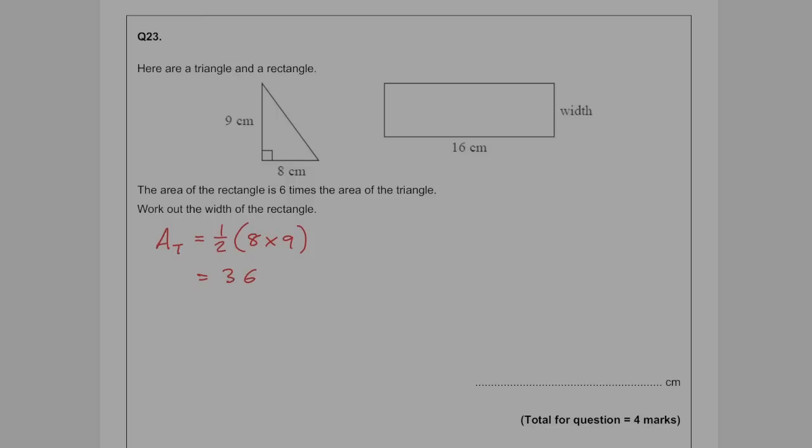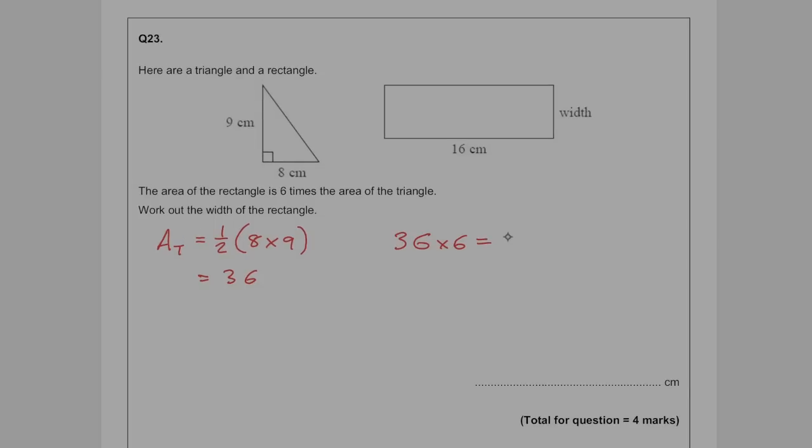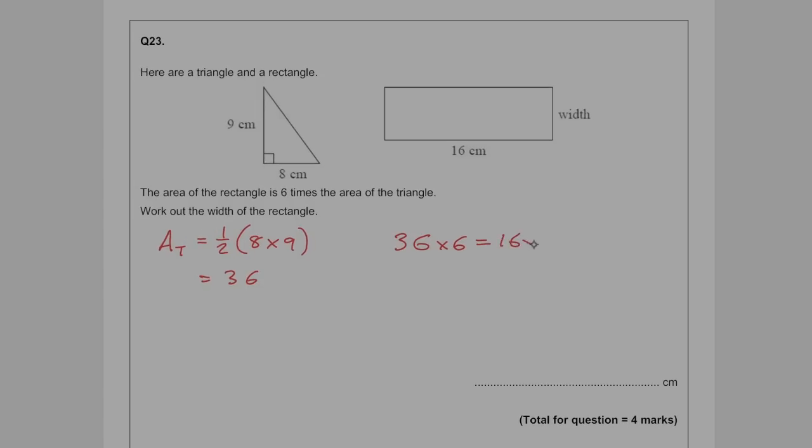So the area of the rectangle is going to be 6 times the area of the triangle. So I'm going to write it like this. 36 times 6 is going to be equal to 16 times W. This is just going to save me having to do the multiplication.